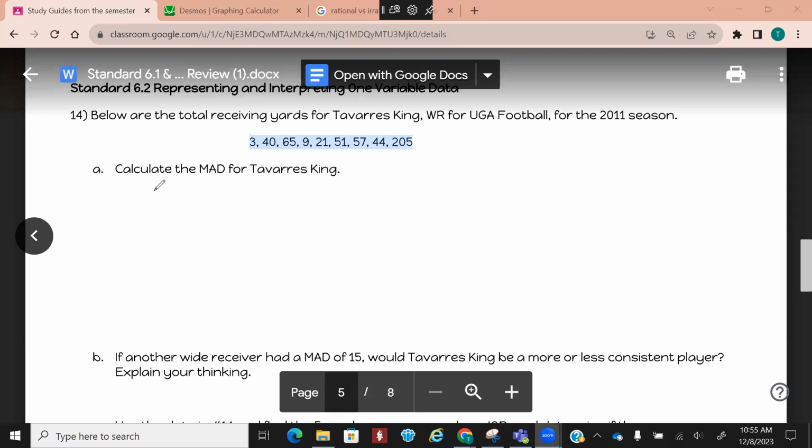You don't have this feature where you can type it in and type the list out. You have to do it by hand. I don't think they're going to ask you to do it. I think they're going to ask you to compare, but just in case, I got to go over how to find it. So first you find the mean, which you're going to add up all the numbers and then divide by how many there are.